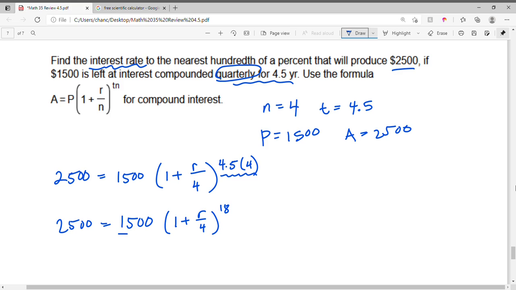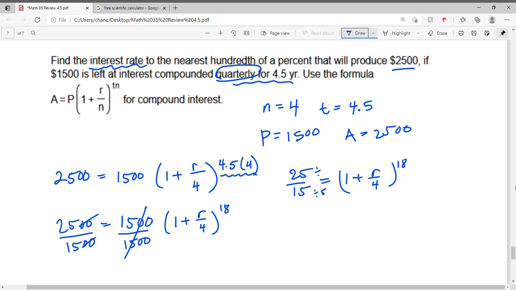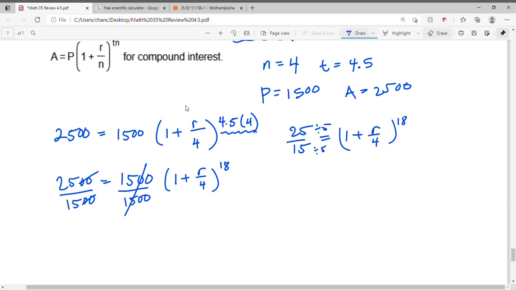Let's divide both sides by 1,500 to isolate that variable. 2,500 divided by 15 reduces to 25 over 15. And that's equal to 1 plus R over 4 raised to the 18. Now I could simplify 25 over 15 further. They're both divisible by 5. This simplifies the equation to the following. 5 over 3 equals 1 plus R over 4 raised to the 18.